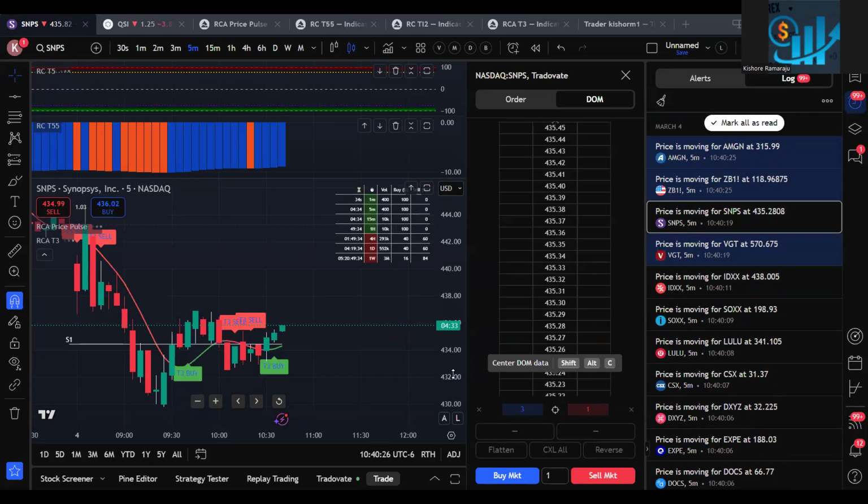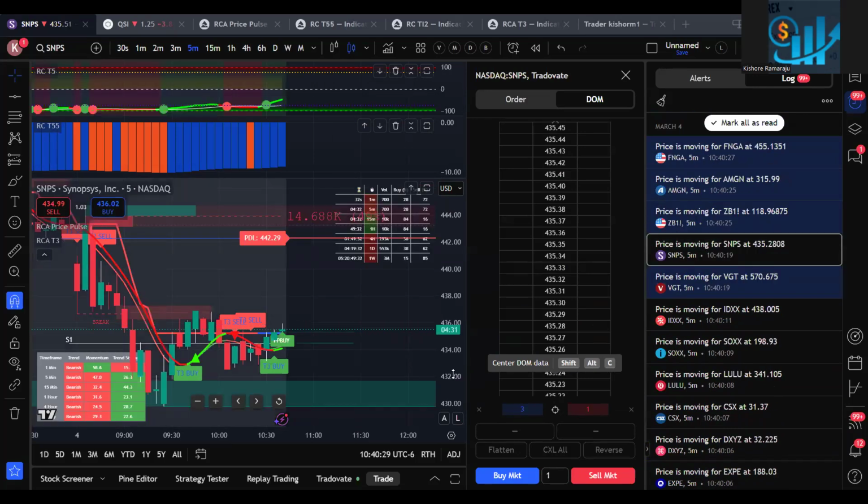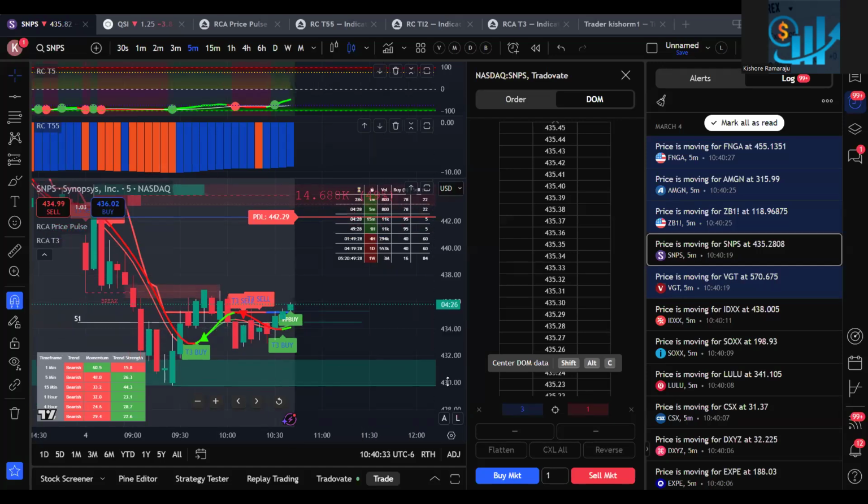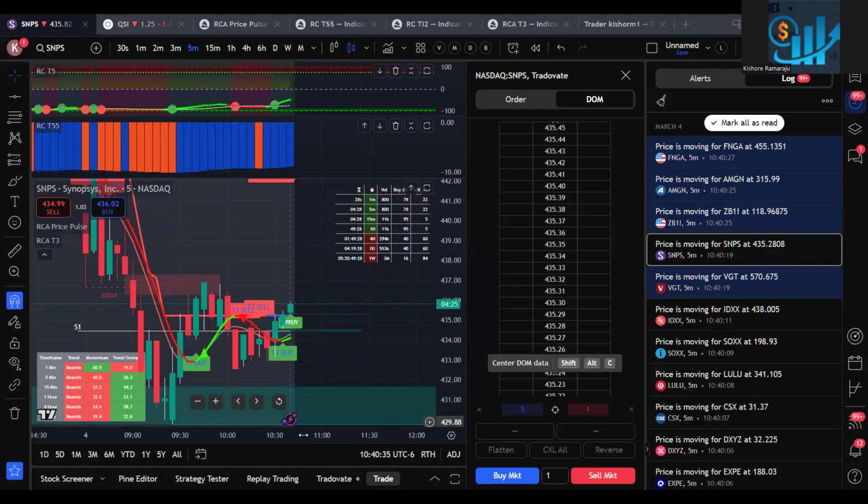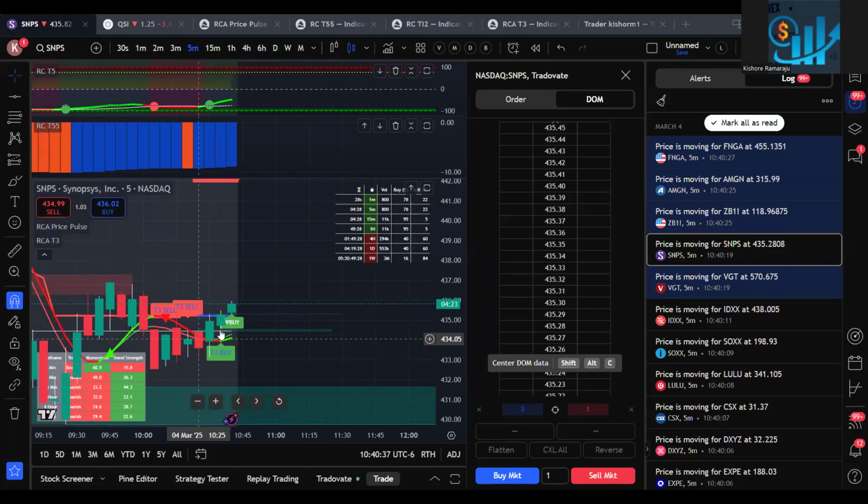Okay, now I got an alert for SNPS. I got a buy alert for SNPS. I got a T3 buy. I got a price pulse buy. Volume is looking good. This one is looking good. This one started.